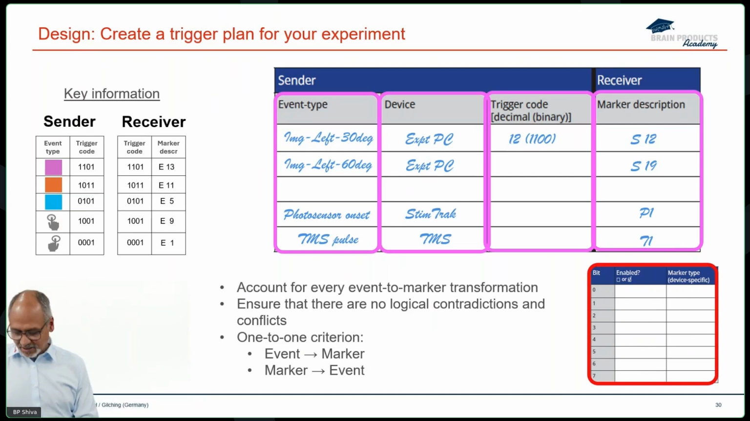One way to detect inconsistencies is to use this one-to-one criterion. That is, how do events turn to markers, but also work backwards: if you knew a particular marker, can you reconstruct what event type sent it? It's one-to-one if you can go in both directions. Otherwise, it reveals the existence of ambiguities.